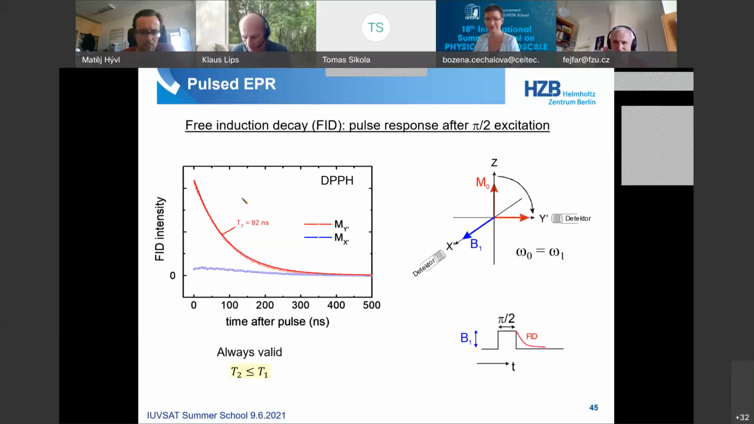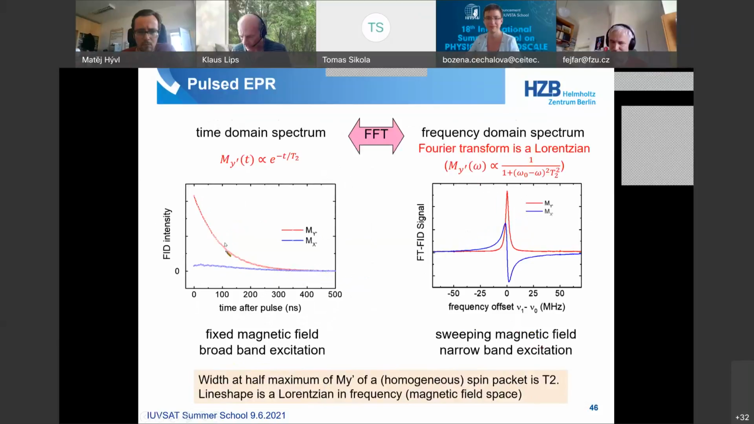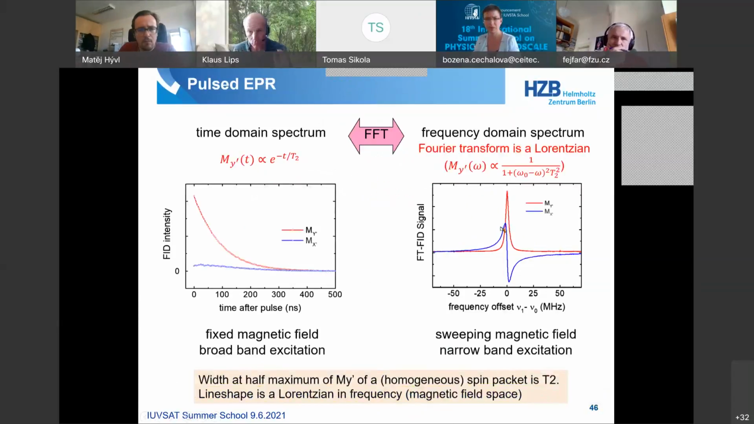So if you Fourier transform now the MX and MY component, then you transform that into frequency domain, and the red curve is the absorption, and the blue curve gives you the dispersion signal. And that you maybe know from optics. That is then the Kramers-Kronig relation that connects those two entities. So in principle, it is optical spectroscopy, and the width of this line that we have here, that is the T2. So the width of that line tells you what the T2 time is, and that is the beauty of magnetic resonance. And it's a Lorentzian, of course.